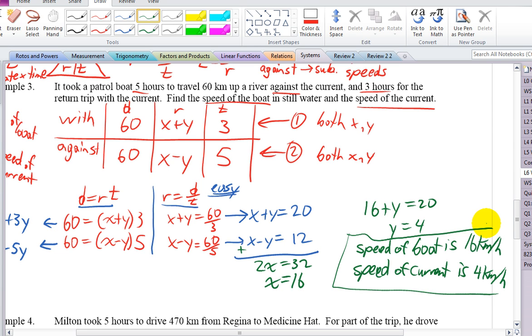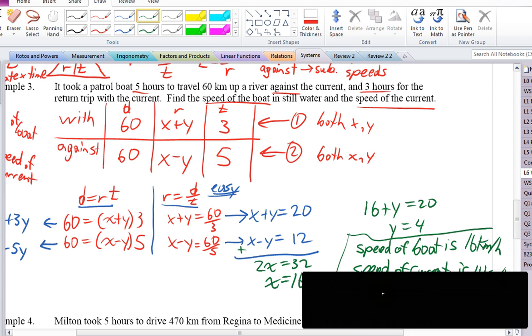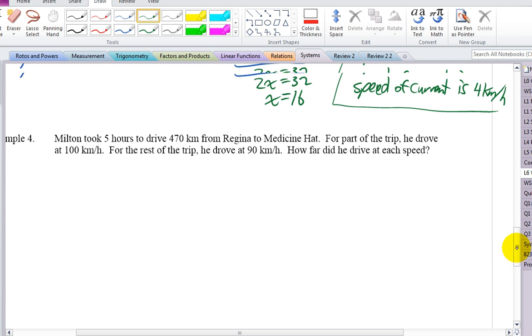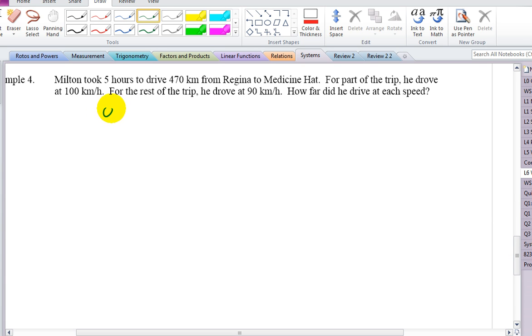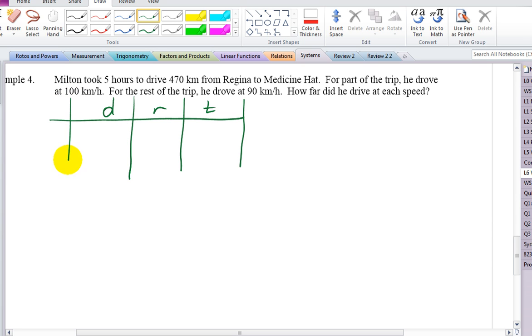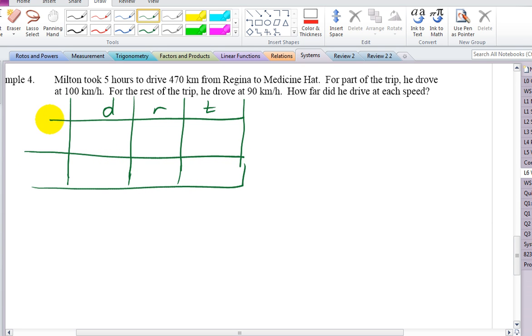Okay. Yes, Alina. 20 plus 12. Okay. So always set up your chart: distance, rate, time.